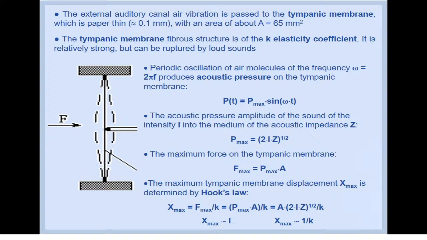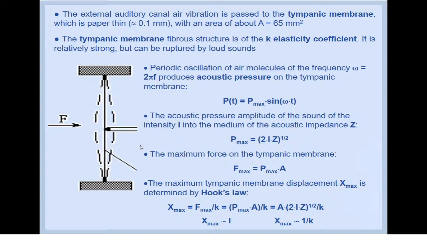Periodic oscillations of air molecules of the frequency omega equals 2 pi f produce acoustic pressure on the tympanic membrane. The magnitude of this acoustic pressure changes with time, and the maximum pressure is determined by the intensity of the sound and the acoustic impedance of the medium. It might be, for example, water when you are swimming, or it might be the air at normal condition. The maximum force, consequently, on the tympanic membrane may be calculated by that means.